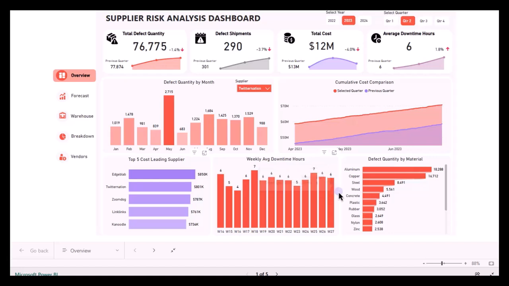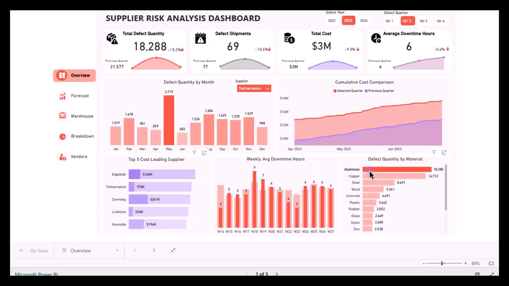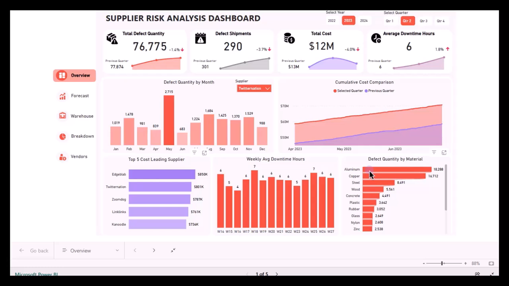And then moving forward to our last visual of the dashboard, which is defect quantity by material. This bar chart highlights the materials with the most defects. Aluminium is leading with 18,288 defects, and copper is following it by 16,712 defects. These two are our top offenders. Prioritizing to improve quality checks or supplier performance for these critical materials.